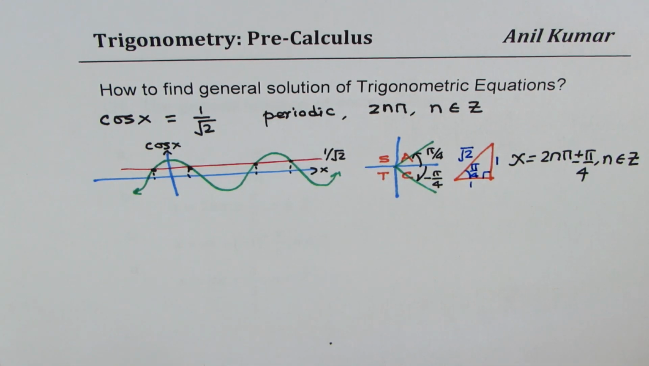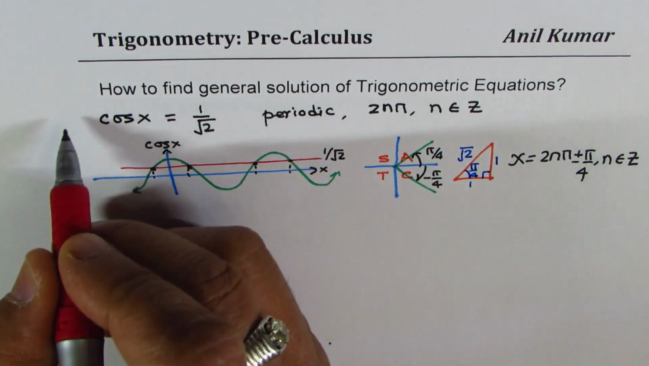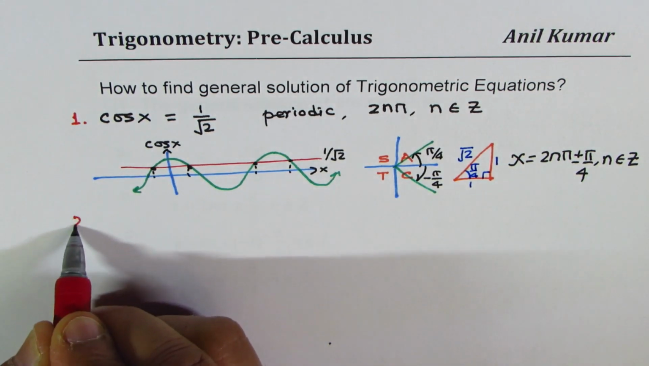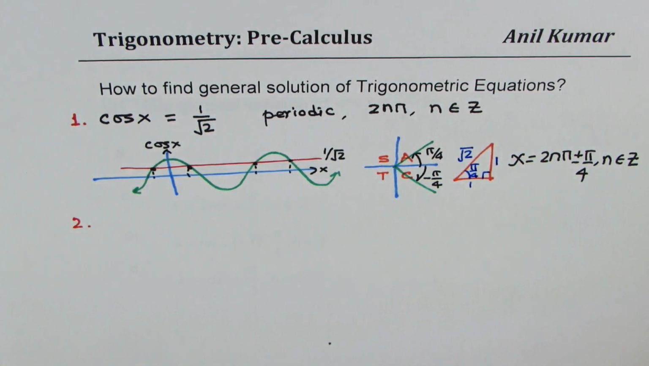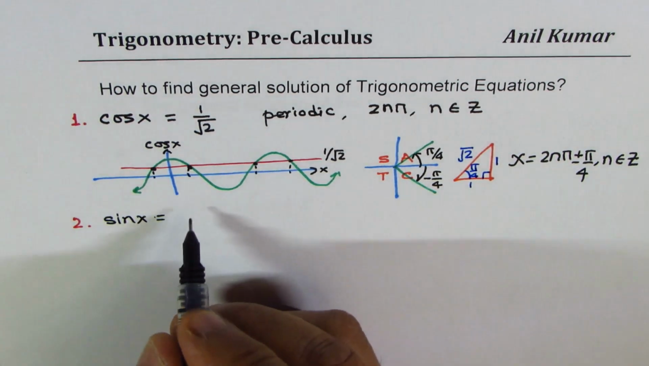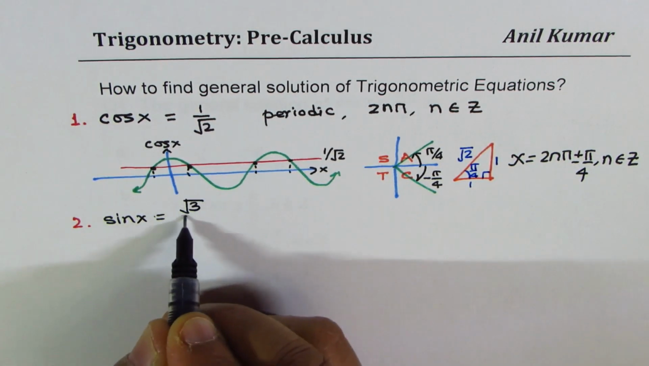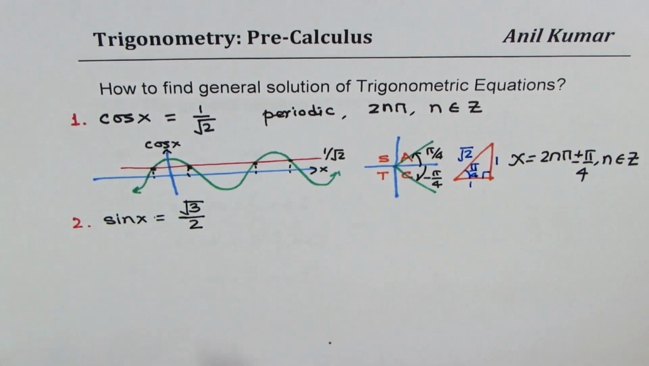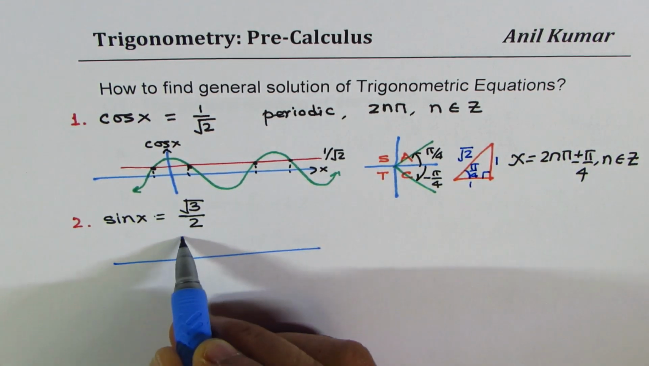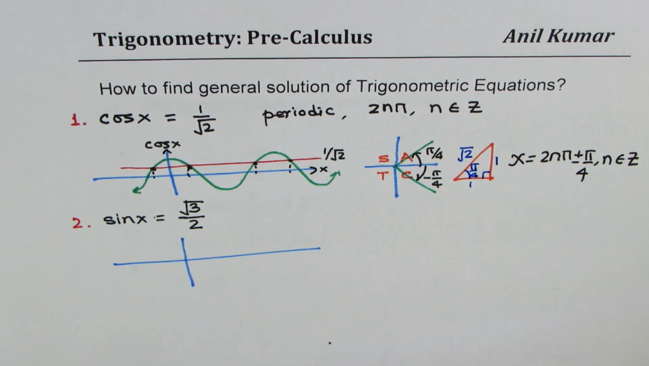Is that clear? Now let's take up an example of a sine function, right? So that's the first example. Now let's take an example for the sine function. In the sine function, what happens? Let me take some other value. Let's say sine x equals square root 3 over 2, right? Let this be the case. Now, if you sketch this, how will you see the result? Let's make a sketch.